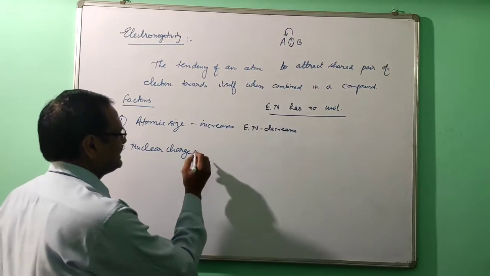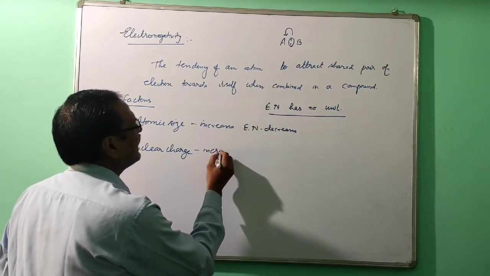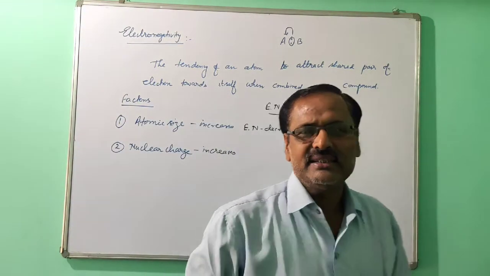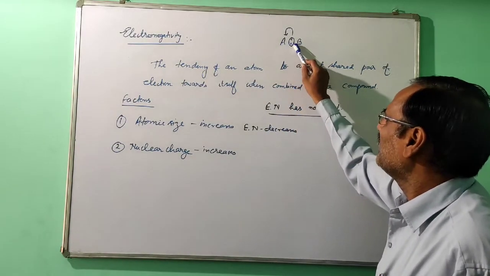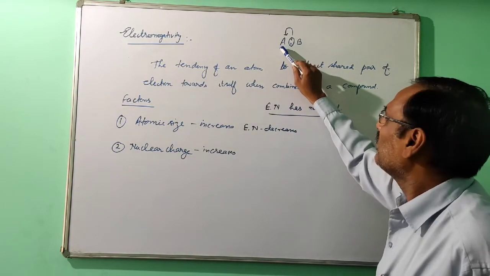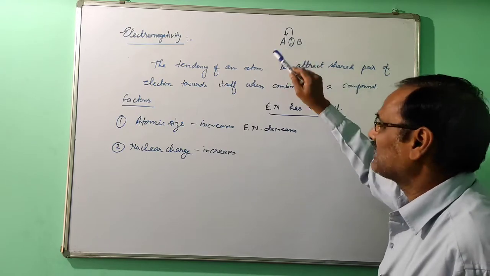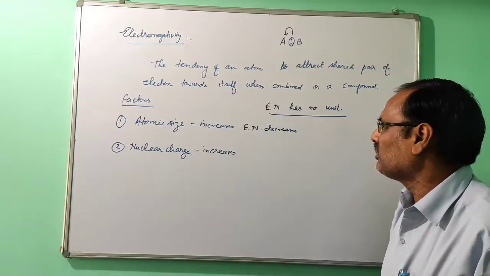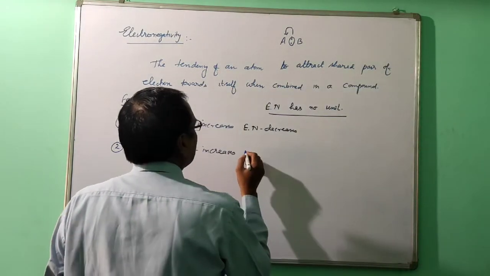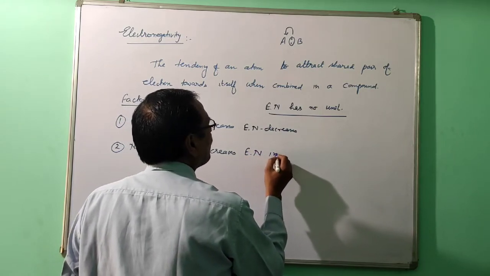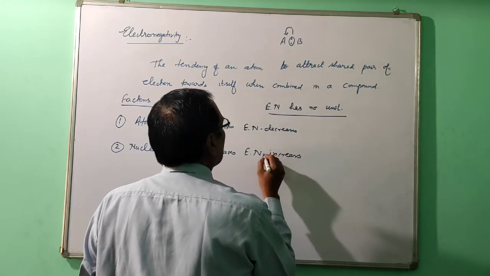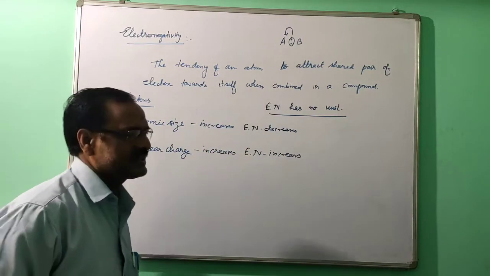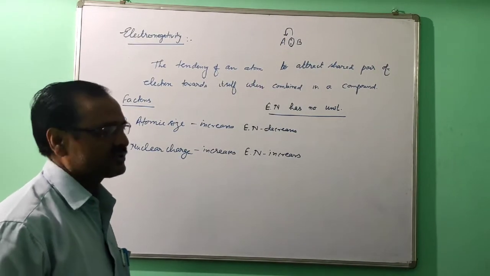In the same way, the second factor: nuclear charge increases. If the nuclear charge increases, the force of attraction for this shared pair of electrons will be more, or you can say the tendency to attract the shared pair of electrons will be more. So electronegativity increases. So atomic size is inversely proportional and nuclear charge is directly proportional to electronegativity.